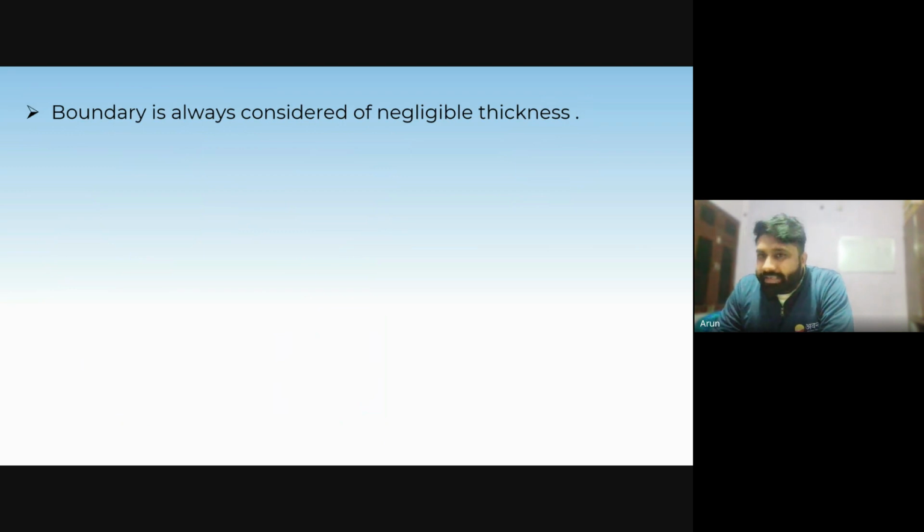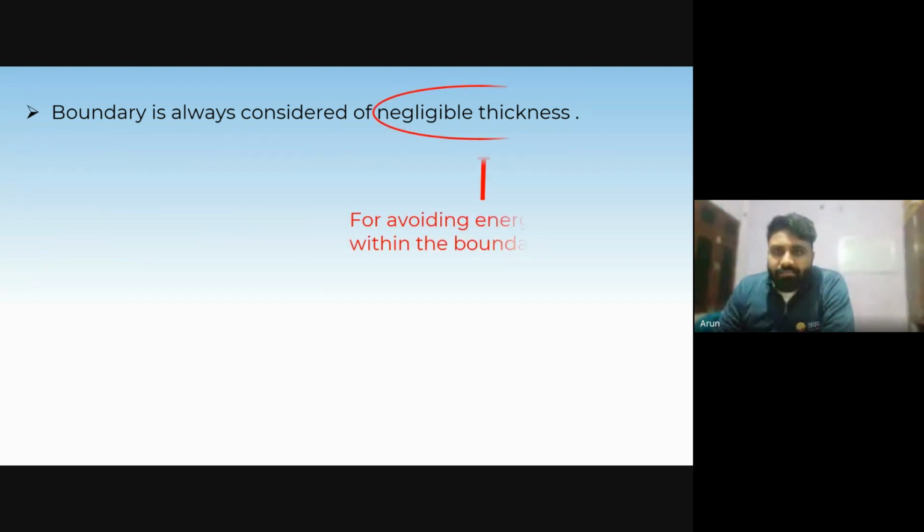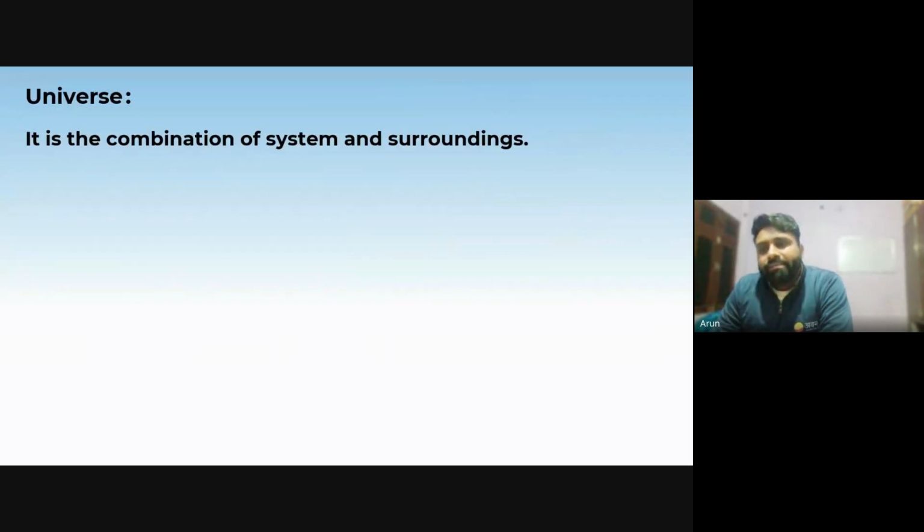Now, we consider a negligible thickness for the boundary. Why are we considering this? Because if the boundary has some thickness, some heat may be transferred to the boundary also, so the system will be disturbed. That is why we have considered negligible thickness. What is the universe? If you combine the system and surrounding, the thing that you will finally have is the universe.